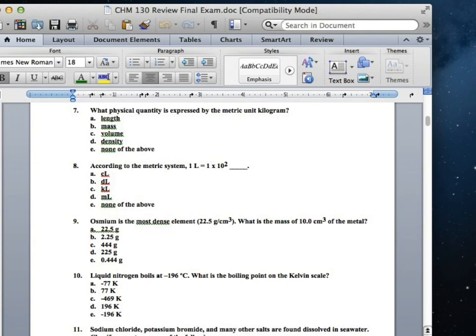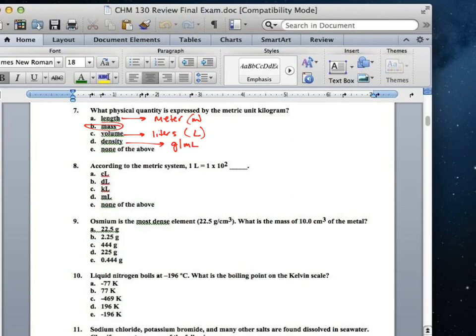Physical quantity is expressed by the metric unit kilogram. What do grams measure? What physical quantity or unit would we use for length? Meters or lowercase m. Volume? Liters or capital L. Density? Grams per milliliter? None of the above? Good answer, I don't know.